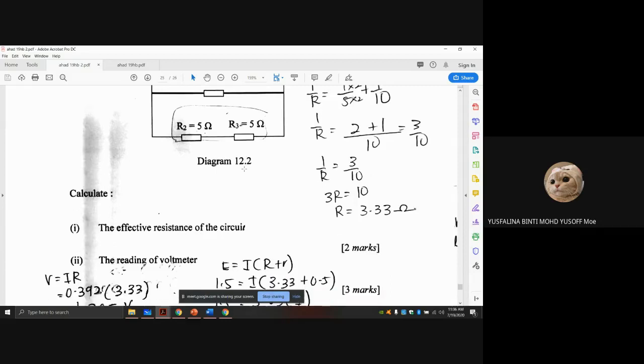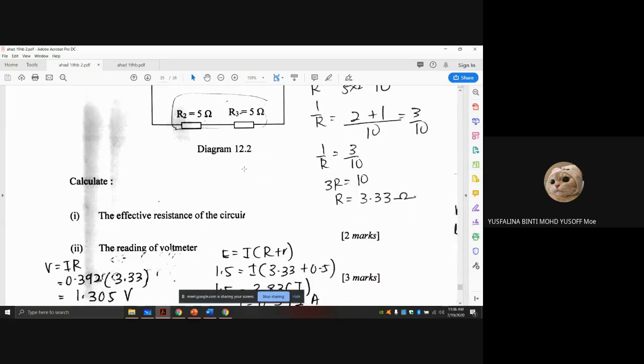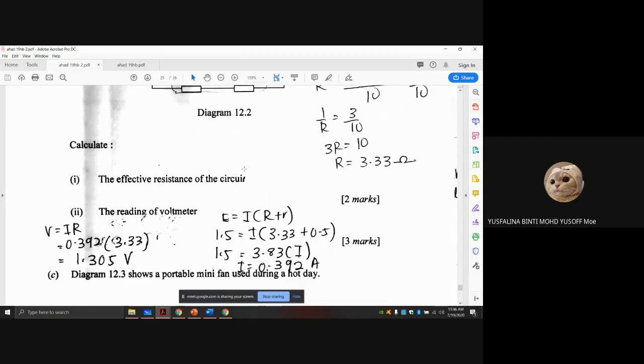The next one is the reading of the voltmeter. You need to use V equals IR, so you have to find V here. You already have the effective resistance, the capital letter R, but you don't know the value of current. So we have to find the value of current first. This is the formula for the EMF and the internal resistance: E equals I times R plus r.